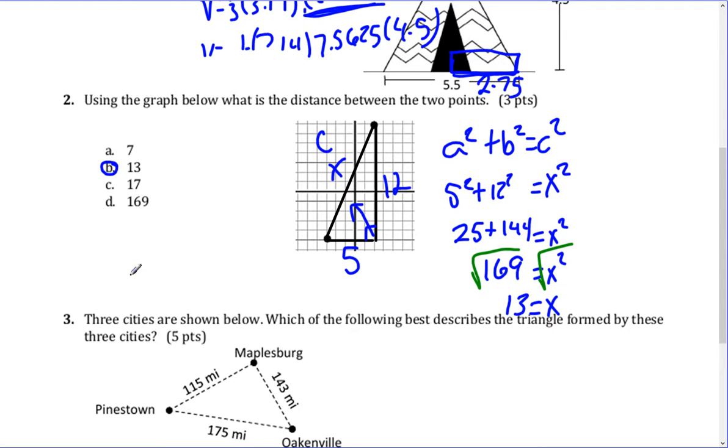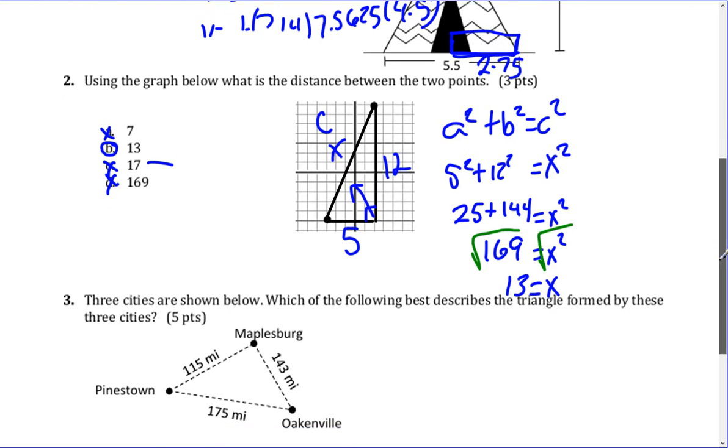I assume the 17 is what you get if you add 5 and 12, so there's the no-no there. The 169 is what you get if you forget to square root. That's the no-no there. And the 7 is probably what you get if you would subtract those two. I don't know why you'd subtract them, but that's probably how I came up with that distractor.